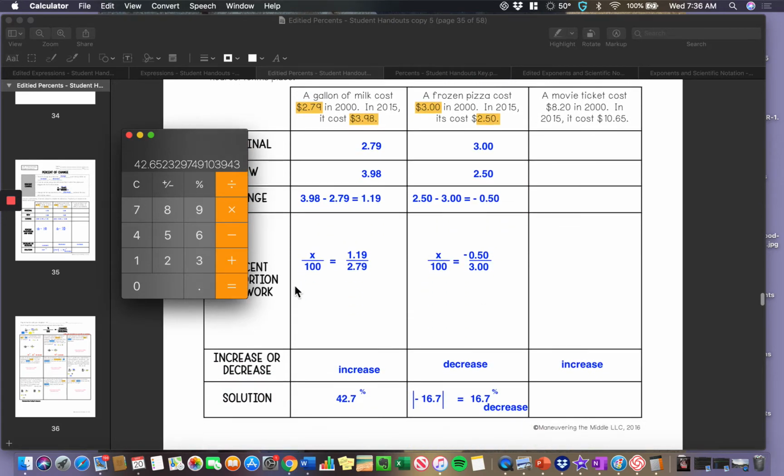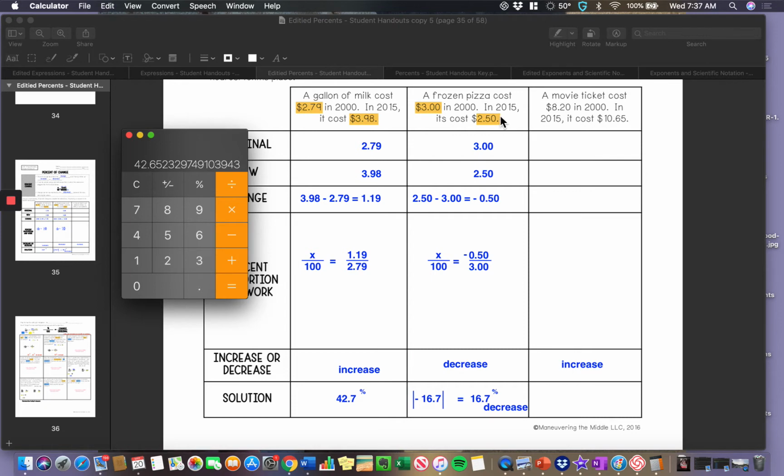And I'm going to get 42.65. So I automatically know that it's an increase just by looking at it because it went up from $2.79 to $3.98. That's an increase. All right. And my solution right down here is 42, and I put 0.7 because I was rounding to the tenths place, which is the first spot after the decimal. And since I'm rounding to that place, I look to the right of it. It is 5 or more, so the 6 becomes a 7.